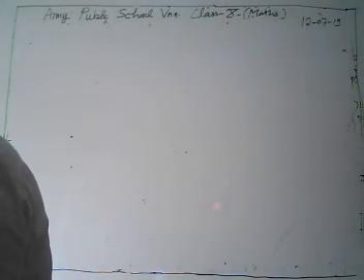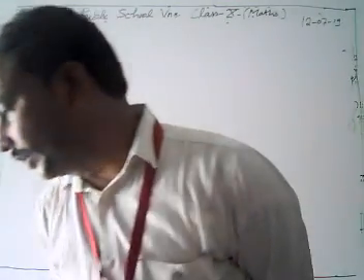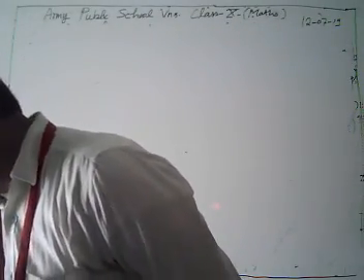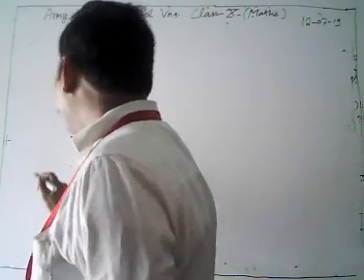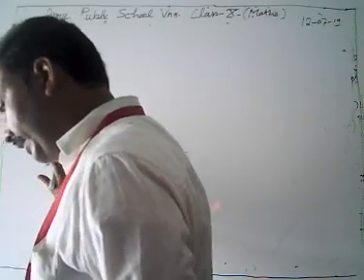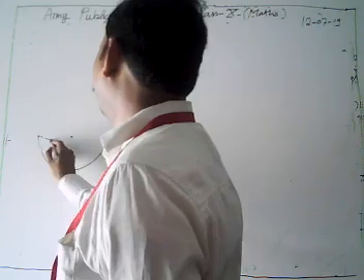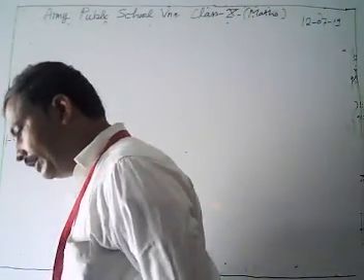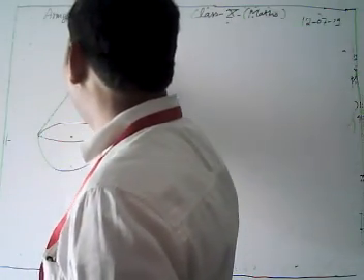Now in our next problem, it's given that a solid is hemispherical at the bottom and conical above. There is a solid, hemispherical at the bottom. Then we draw hemispherical at the bottom and conical above, there is a cone.